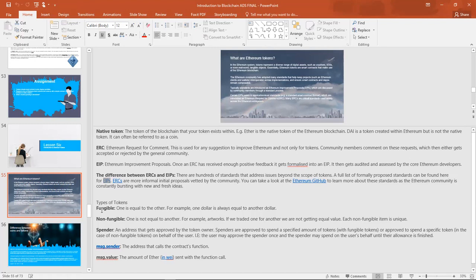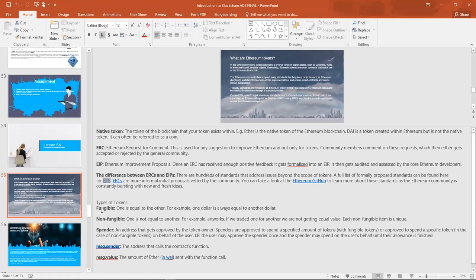And then we have the spender. A spender is an address that gets approved by the token owner. Spenders are approved to spend a specified amount of tokens within fungible tokens. That is the ERC20 tokens. An ERC20 token is an example of a fungible token. In the case of non-fungible tokens, the spender is approved to spend a specific token on behalf of the user. The user may approve the spender once, and the spender may spend on the user's behalf until their allowance is finished.